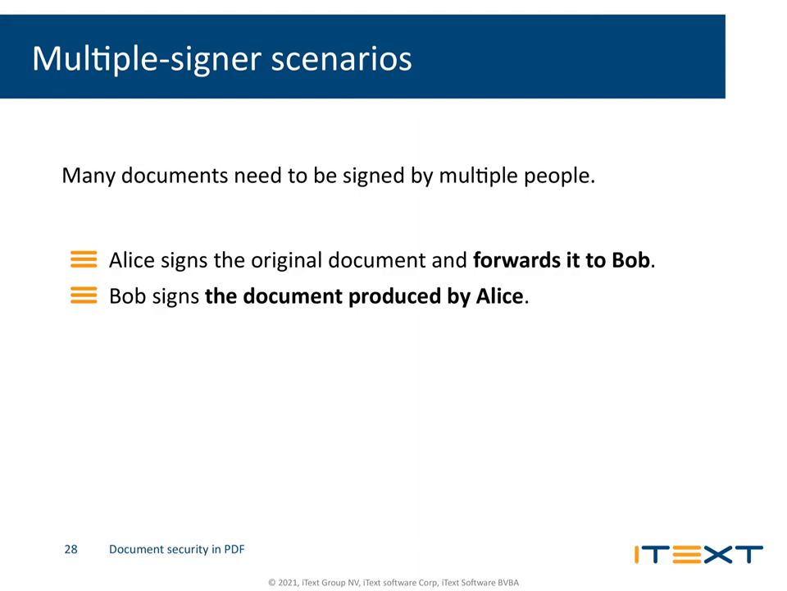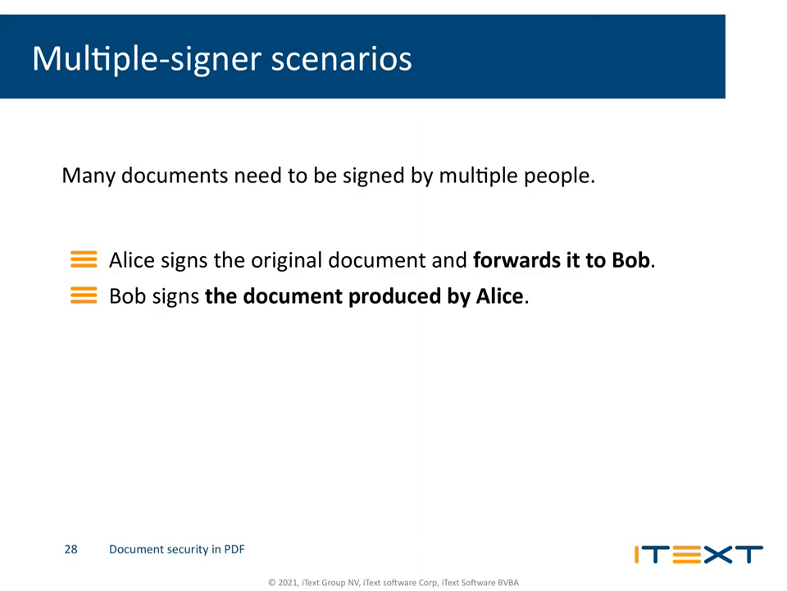Let's say that Alice and Bob both need to sign the same document, maybe the contract from the example from before. In this scenario, Alice would first sign the original document and forward the document with her signature to Bob. Then once Bob receives the document from Alice, he can validate her signature if he wants, he should.